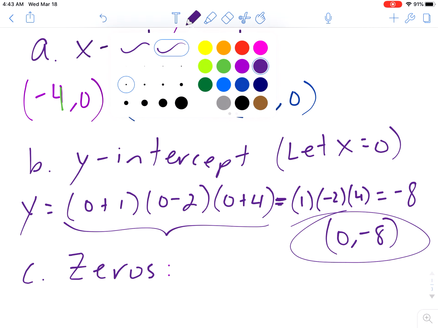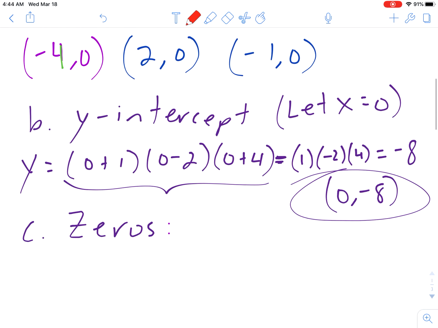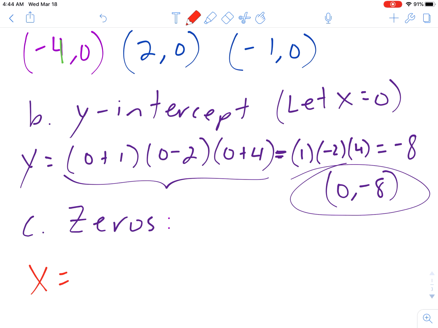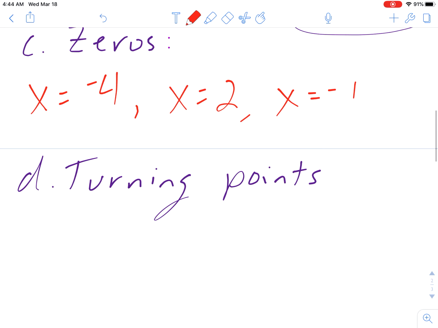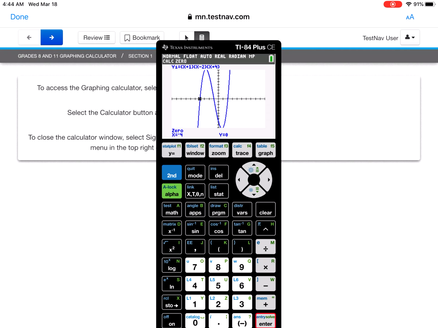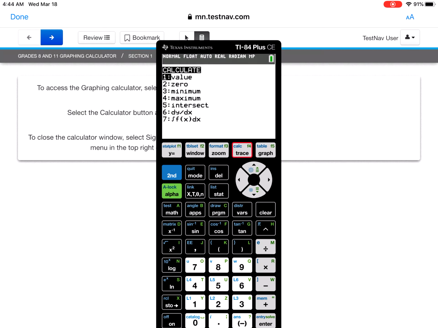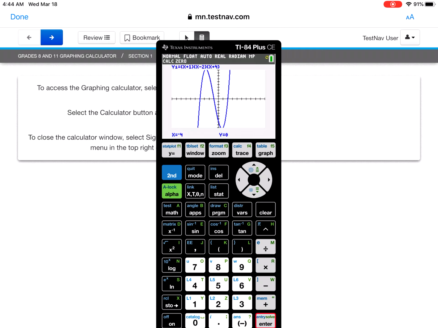Our zeros actually are done for us already. Again, those come from part A. We just have to write it differently. X equals -4, x equals 2, x equals -1. Those are the zeros. The turning points, those are those max and min points. And we need the calculator for that. There's no way around that. I can't do that in my head.